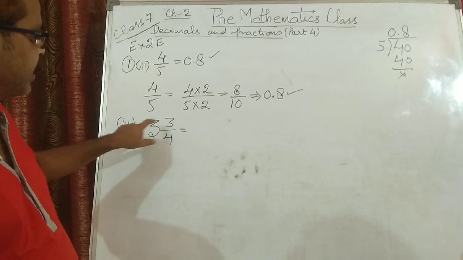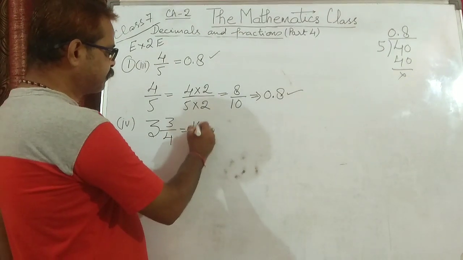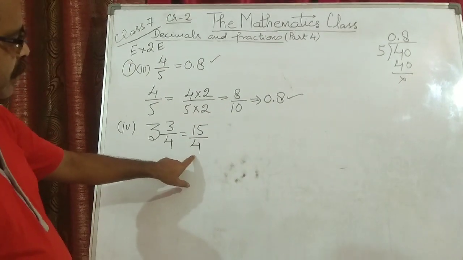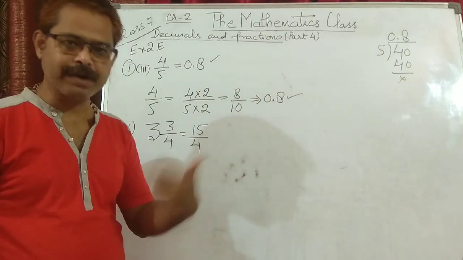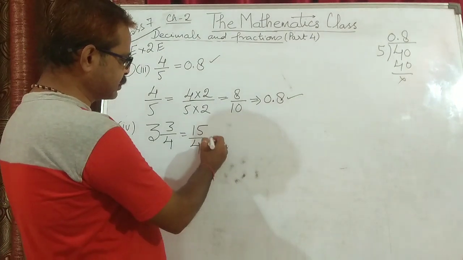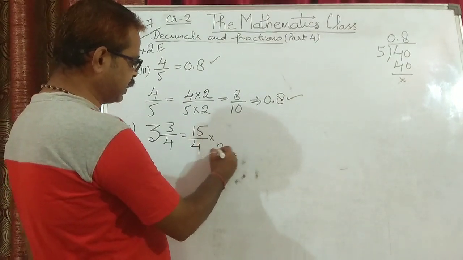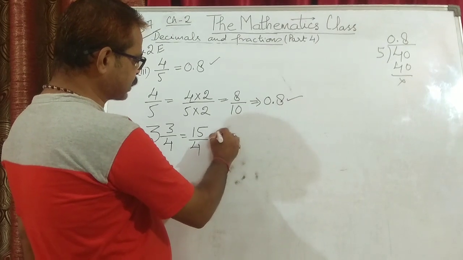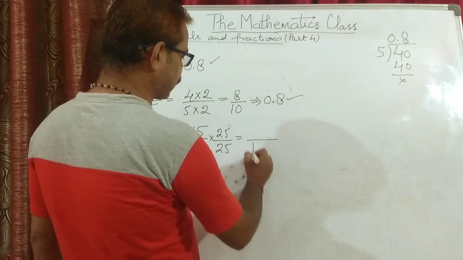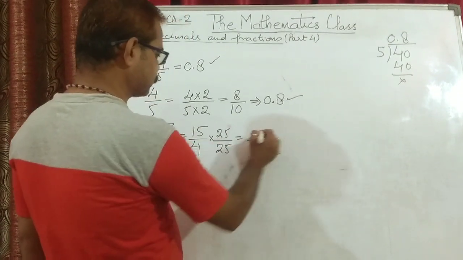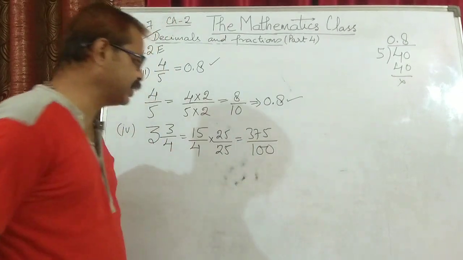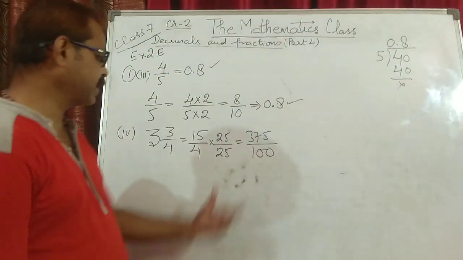4 3s are 12 and 3 is 15. It becomes 15 upon 4. Now if you convert it into the lowest powers of 10, that will be 100. If it is 100, it means it has to be multiplied by 25 in the denominator as well as 25 in the numerator. So in the denominator it will become 100 and in the numerator 15 into 25 will be 375.